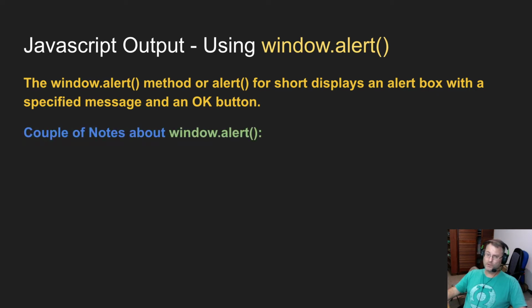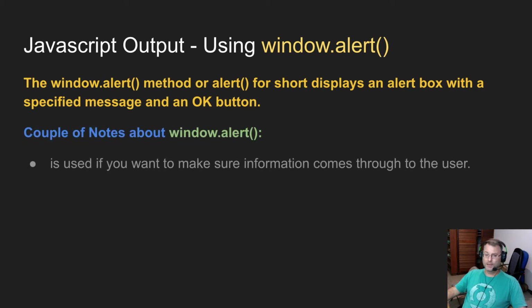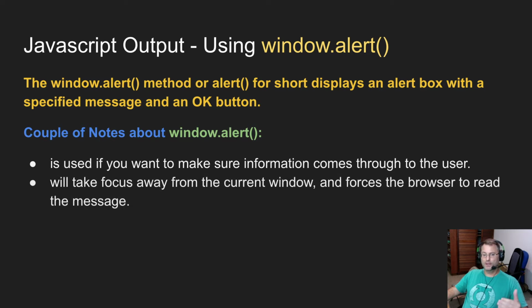So a couple of notes about the window.alert. Typically, this is used if you want to make sure the information comes through to the user. What I mean by that is this alert box will take away the focus. So if they're typing, an alert message pops up, it takes away the focus of what they're doing, and it forces them to click on that before they can do anything else. So wherever they're at, it forces the user to read that message and to answer it.